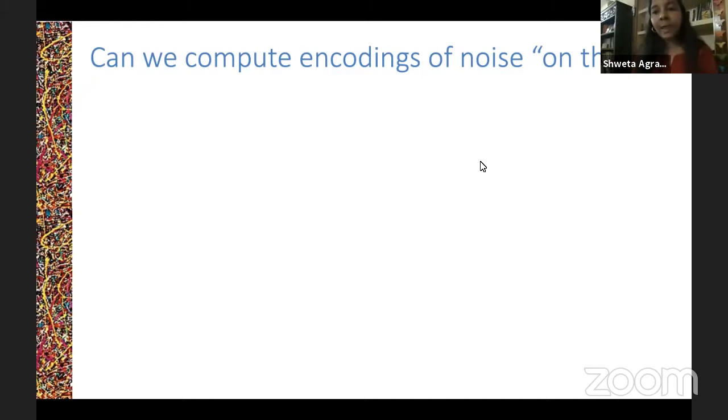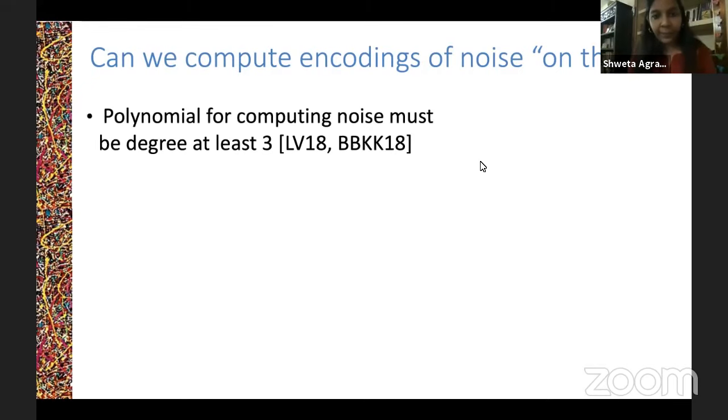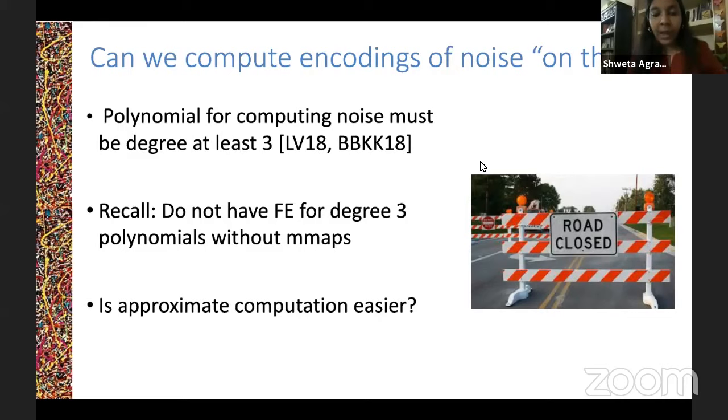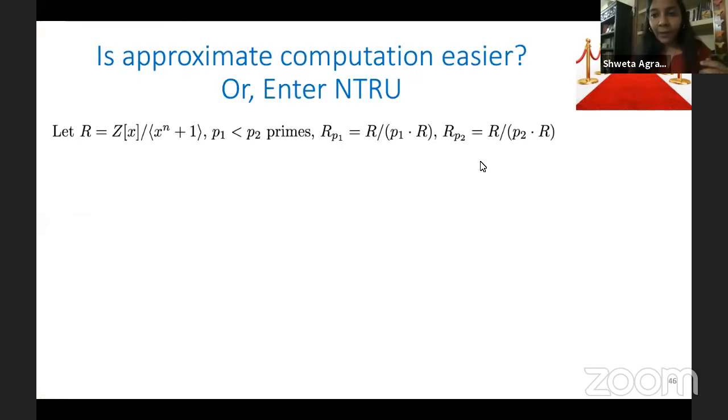The question is, can I compute this on the fly? Just to remind us again, in general, you need a high degree polynomial to compute this, and we don't have functional encryption to support this. So obviously what we're going to try to do here is somehow leverage this approximate computation idea. So the question is, can I do something better if I don't care about the exact value?